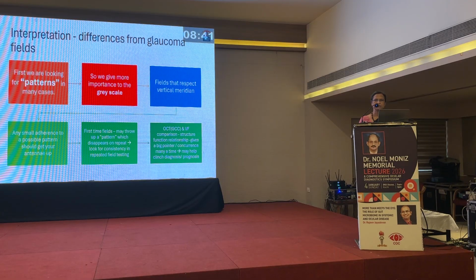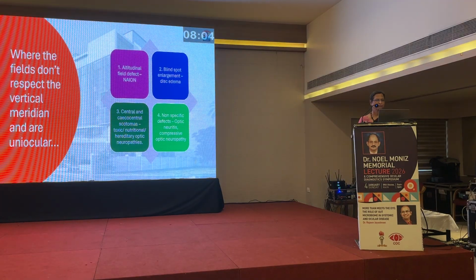And finally, nowadays, we are looking for the structure-function relationship by doing, along with the fields, also an OCT, specifically looking at the ganglion cell complex, the GCC, in the OCT. This GCC and visual field correlation may give a big pointer or sometimes concurrence of diagnosis many times, and sometimes it may help to clinch the diagnosis or even to prognosticate. I will be looking at each of these points with maybe an example or two.